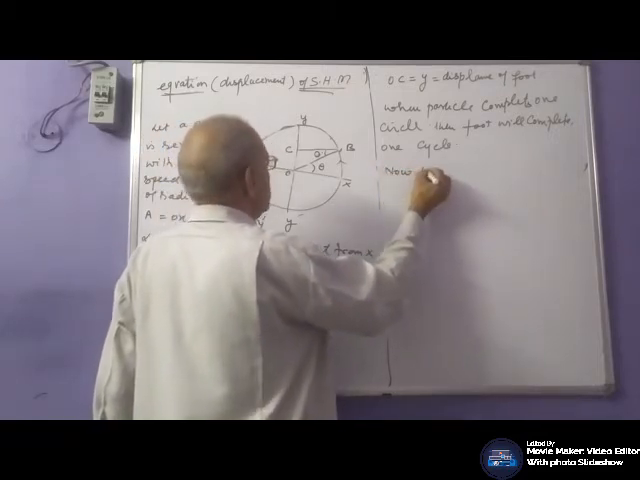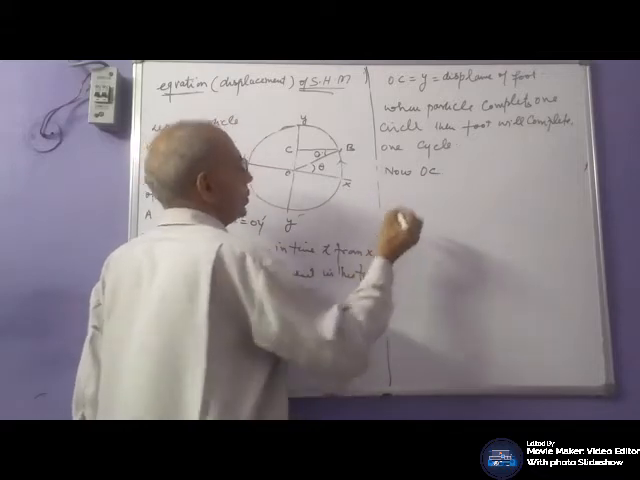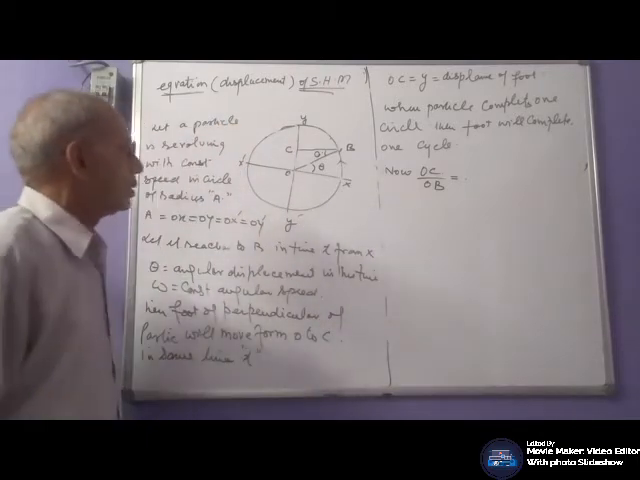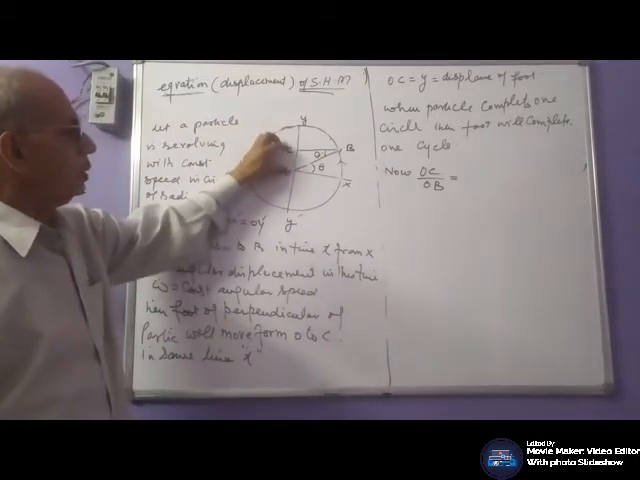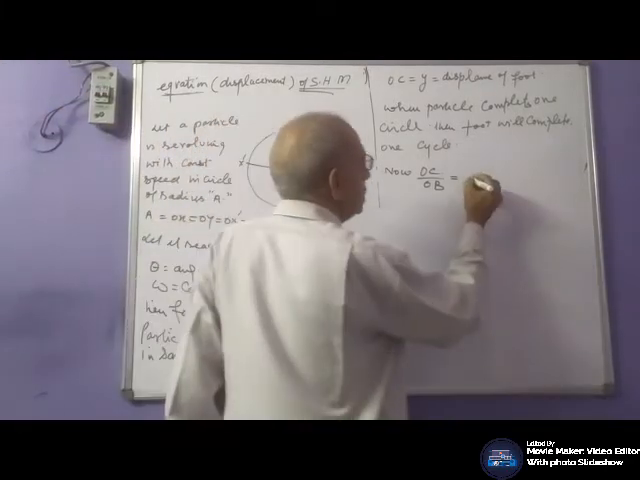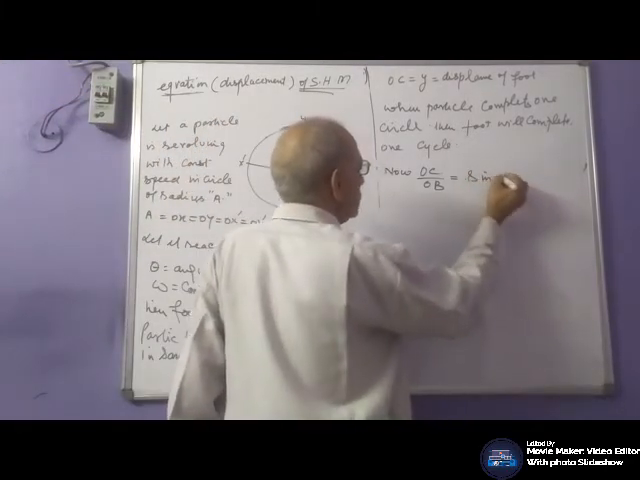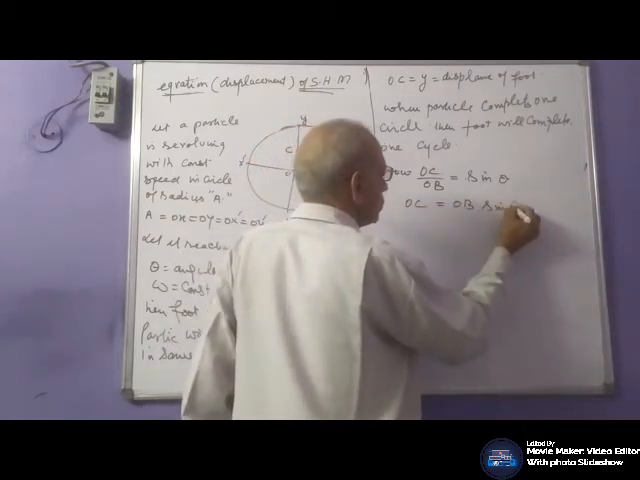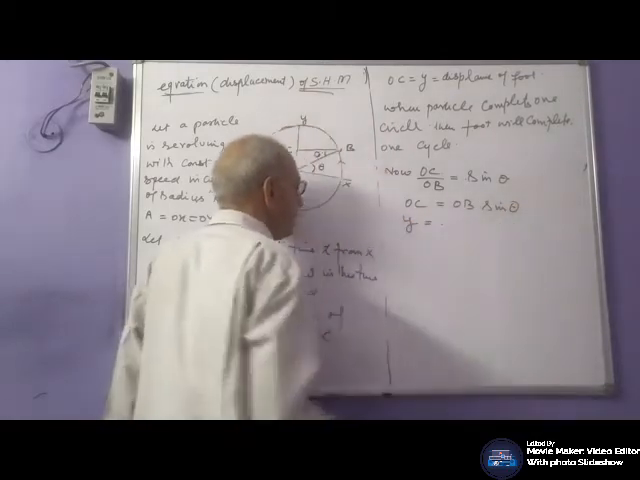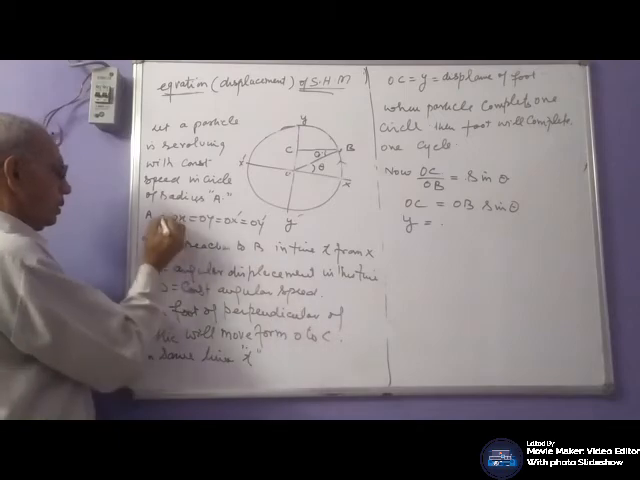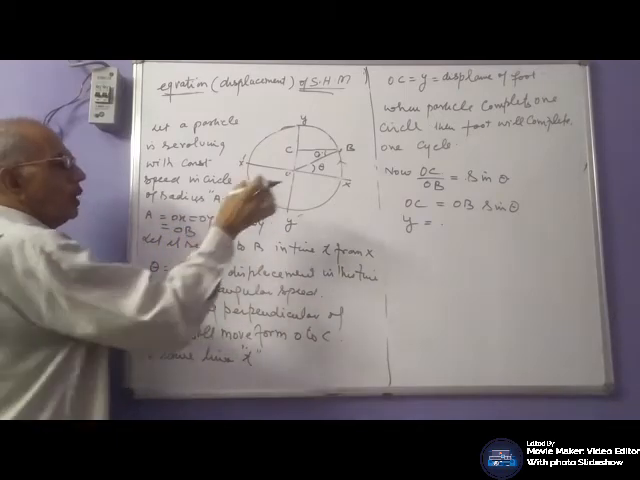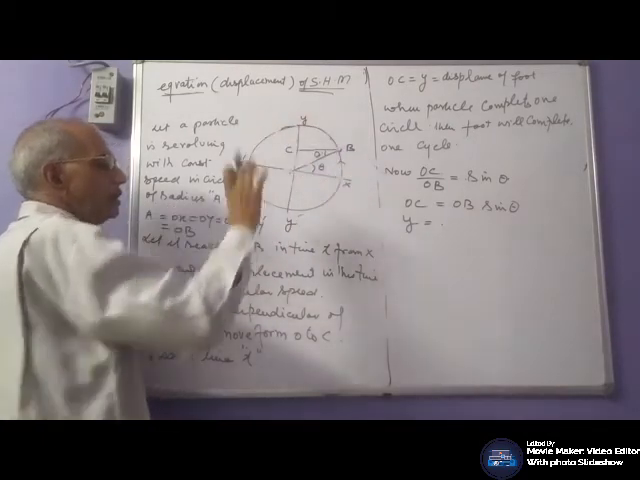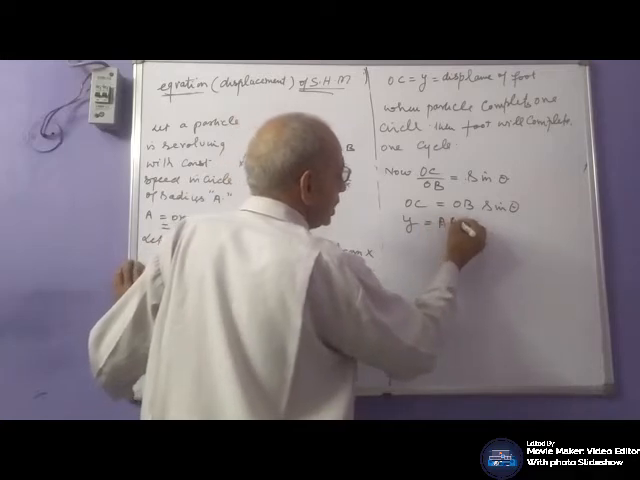Now OC by OB, perpendicular upon hypotenuse, it is sin theta, or OC is OB sin theta. OC is Y, OB is also, why? Radius. This is what? Radius of the circle. So it is A sin theta.